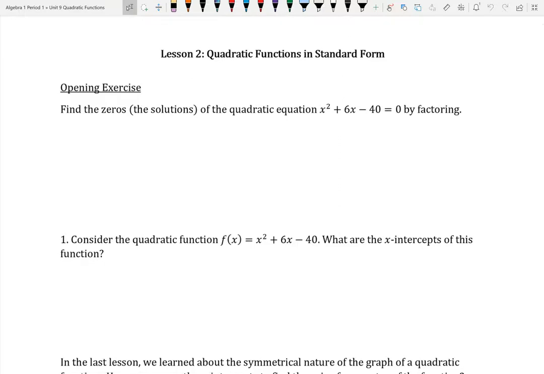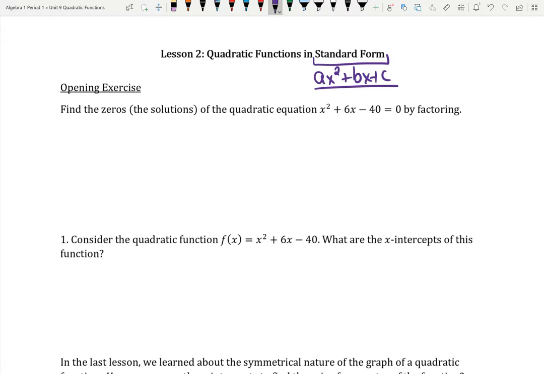Hi, everybody. Welcome to lesson 2, in which we play around with more quadratic functions. Specifically, we're going to be looking at standard form quadratics, which is what we've been working with, ax squared plus bx plus c, the parabola where the polynomial is written in standard form from highest exponent to lowest. So you have x squared, plain old x, and then a constant term.